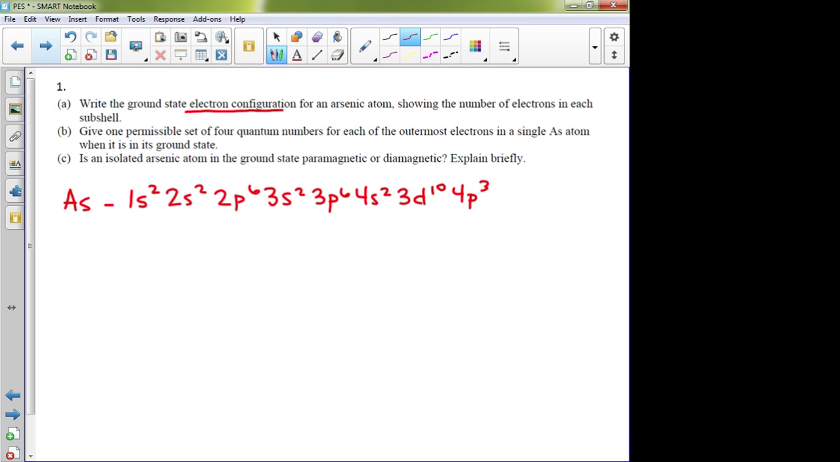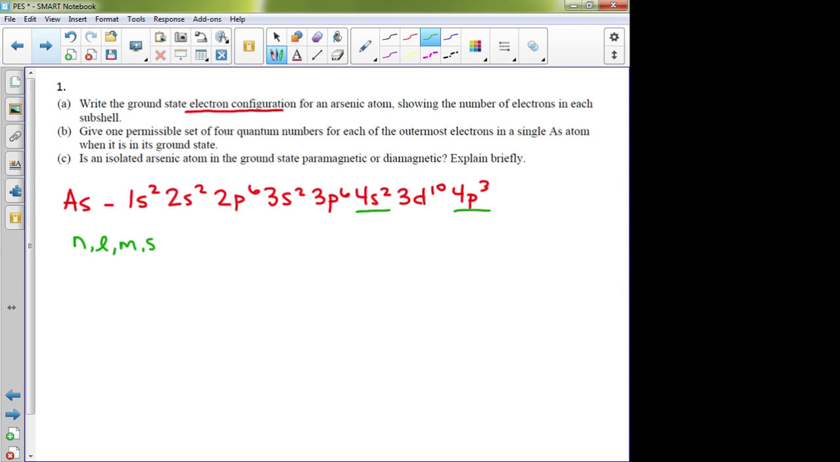Okay. So B says give one permissible set of 4 quantum numbers for each of the outermost electrons in a single arsenic atom when it is in its ground state. Where are my outermost electrons coming from? 4p3 and 4s2. Oh, yeah. Okay, remember when we do quantum numbers, it's N, L, M, S.